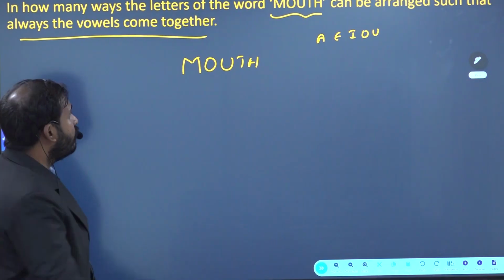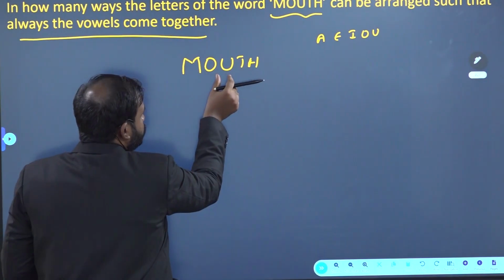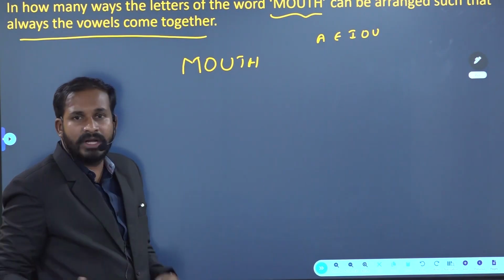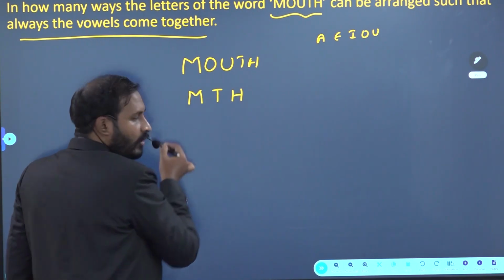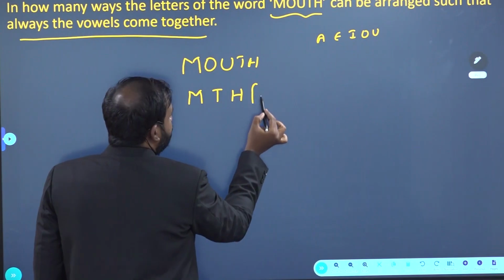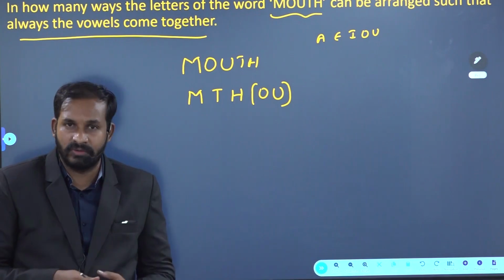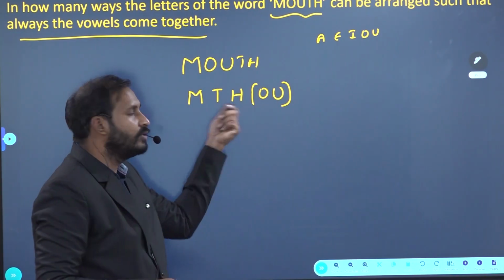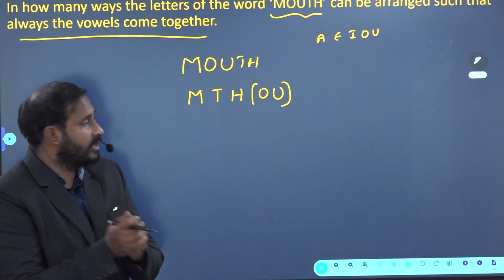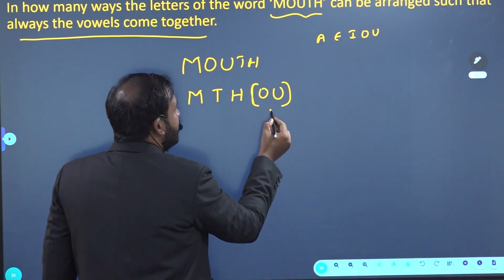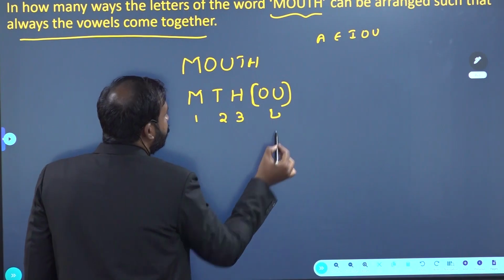So what is our condition here? Always O and U should come together. That means wherever they move, O and U should move together. So what I will do is write MTH, all the consonants on one side, and take O and U as a group. Why? Because the vowels should come together, that means it should move OU, OU, OU or UO, UO, UO. As a group, I will now consider this group as a single letter. So now 1, 2, 3 and how many letters are there for me?